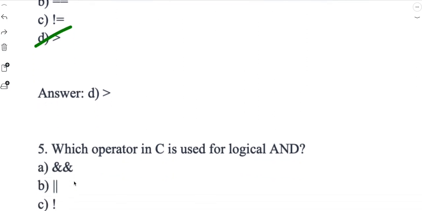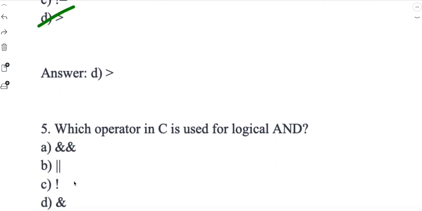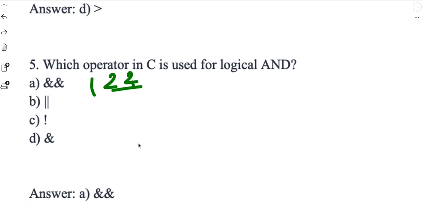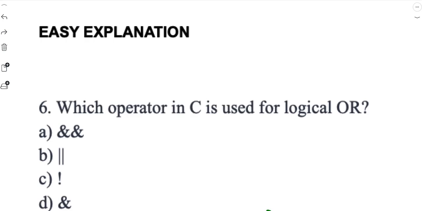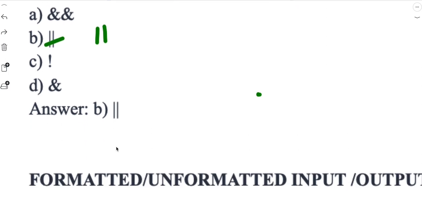Which of the following operators is used for logical AND? Okay, so this is the symbol for the logical AND operator. This is OR, this is NOT, this is AND. Logical AND, double AND, is the correct answer. Okay, let's go to the next question then. Which operator in C is used for logical OR? B is the correct answer. This is the logical OR operator.